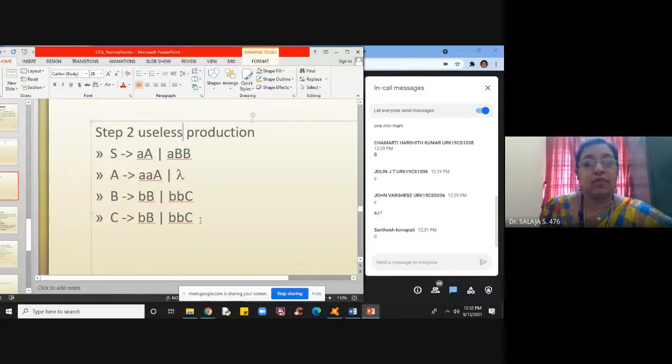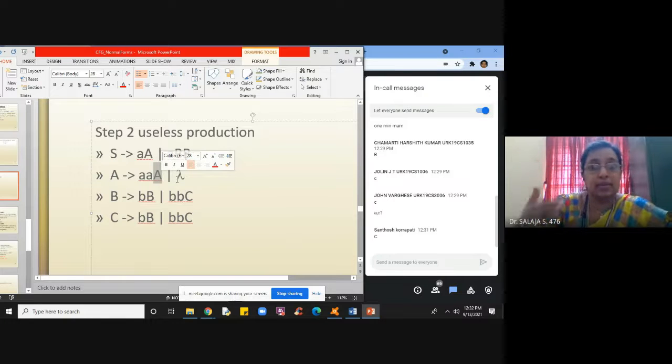So now you have two options. The first option is you have to check for the reachability, right? From S, you are able to reach A and B, and from B, I can reach C. So reachability, you don't have any issues. But what about generating a sequence of characters? In what case can I generate a sequence of characters? If I take A, at any point of time I can replace this variable by the second alternative lambda and I can end the process.